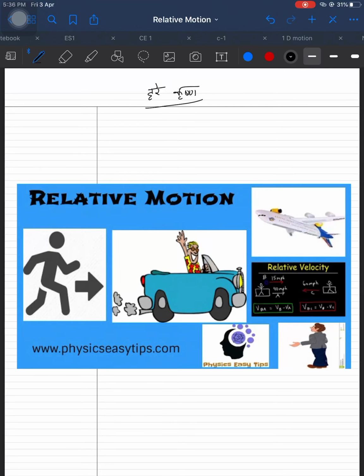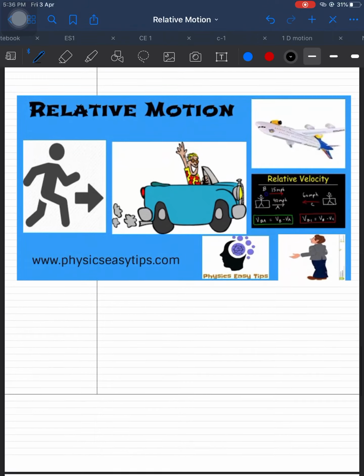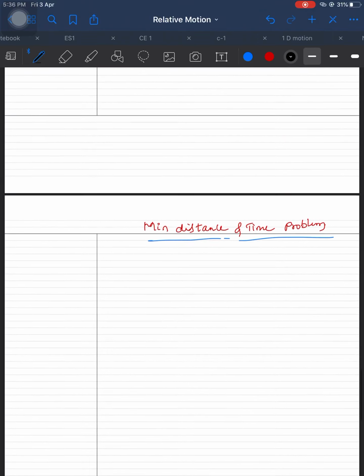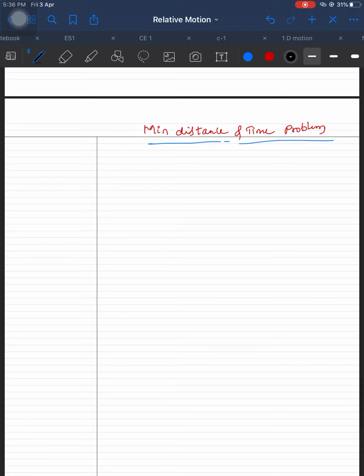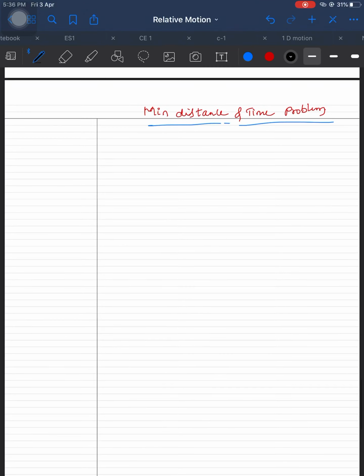Hi students, we are going to see one last important model on the relative motion topic, a minimum distance and time problem. Once it was asked in the mains. The problem is like this: there is one car A, there is one more car B.